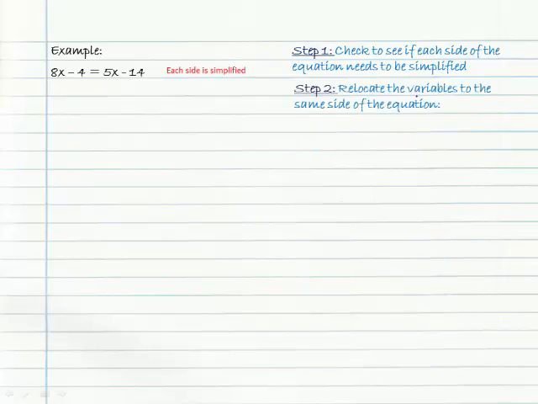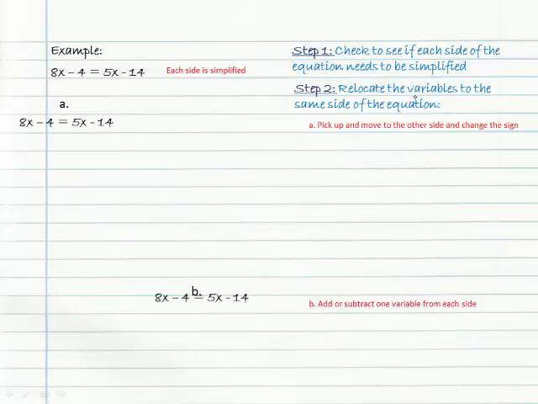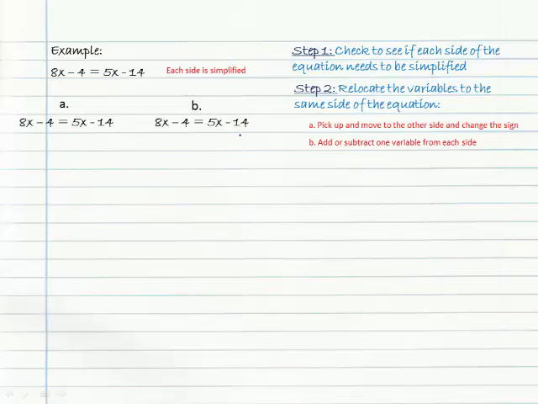Step 2 is I relocate the variables to the same side of the equation. And I have two methods. Method 1, or A, is to pick up and move to the other side and change the sign. And method B is to add or subtract from each side.